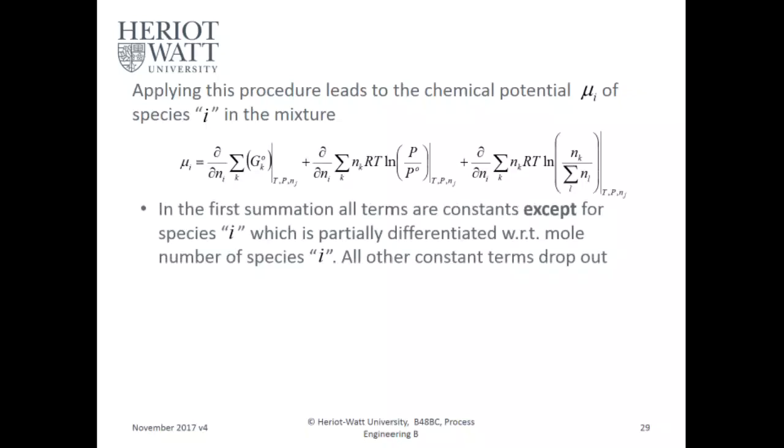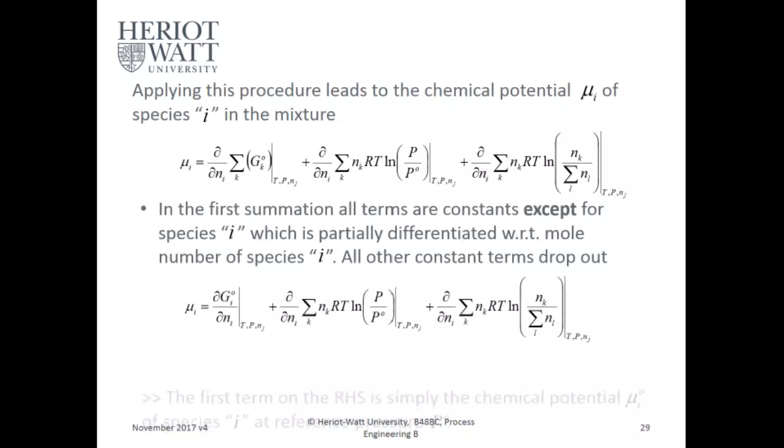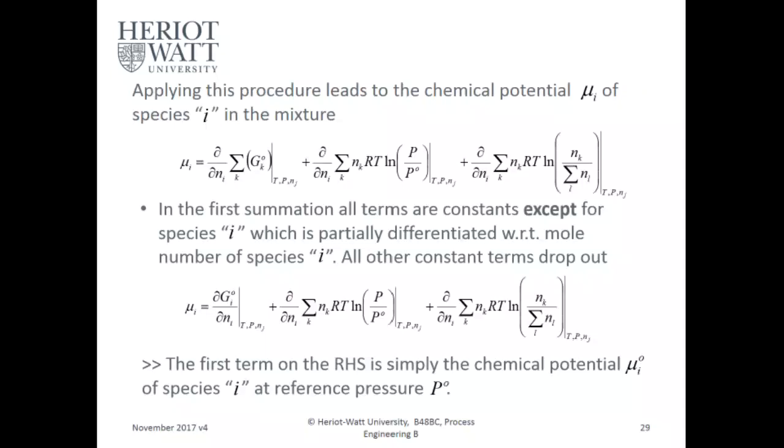Actually, you don't need to. In the first summation, all the terms are constant except for species I, which is partially differentiated with respect to the mole numbers of the species I, and all the other constant terms drop out, leading to the equation below. Look at it, go through it. It's useful for next year, but it's too much for this course. I'm just going to go over it a bit faster.